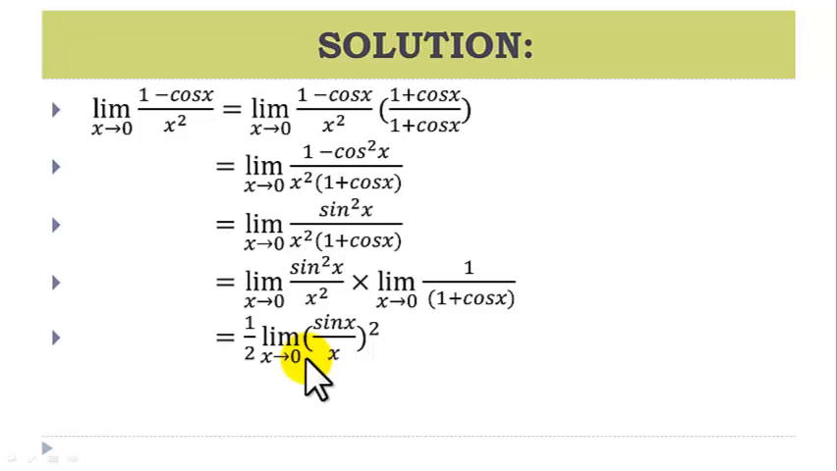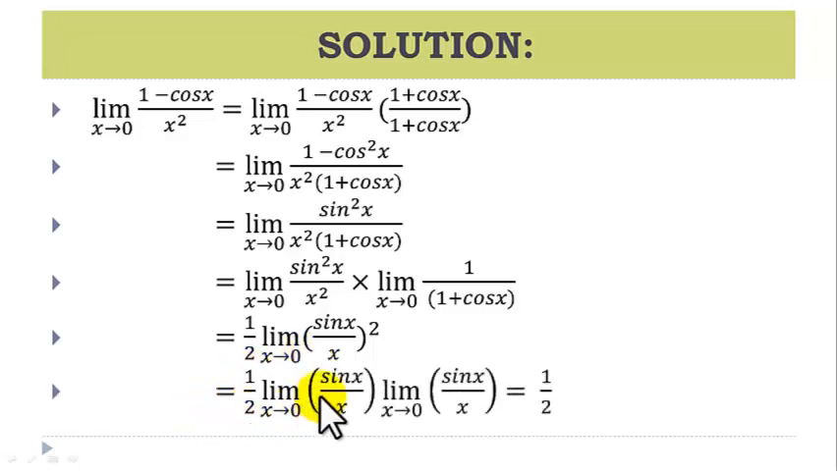Again, by the product law of limit, we have half times the limit of sin x over x as x tends to 0 times the limit of sin x over x as x tends to 0. But it has been shown that the limit of sin x over x as x tends to 0 is 1. So therefore, half times 1 is equal to half. We have shown that the limit of (1 minus cos x) over x squared as x tends to 0 is equal to half.